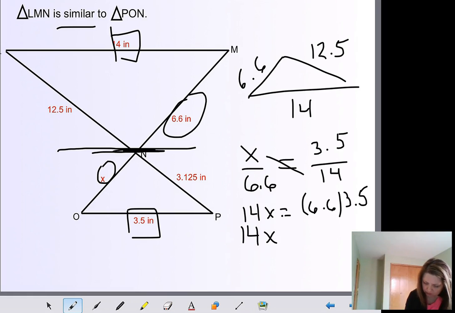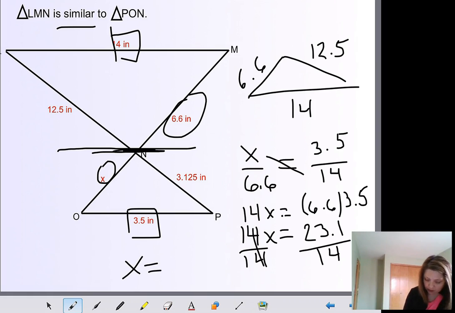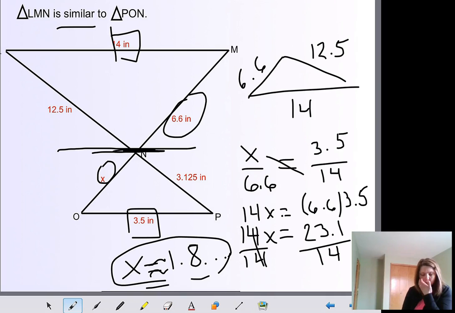So 14x will be equal to, and I'm going to do that on the calculator this time. So we have 6.6 times 3.5, which is 23.1. 23.1 divided by 14. So x will be equal to approximately 1.8. We may have some more numbers here. So the missing side here in inches will be approximately 1.8 and some, maybe a couple more numbers.